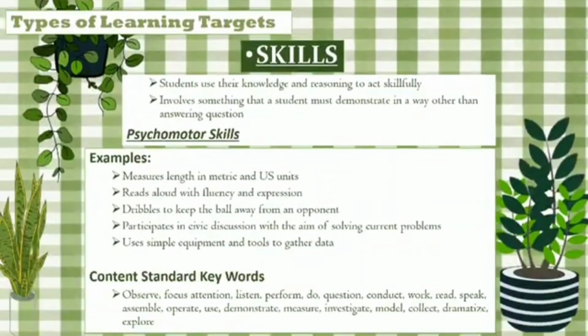The third type of learning targets is skills. Students use their knowledge and reasoning to act skillfully. It also involves something that a student must demonstrate in a way other than answering questions. Psychomotor skills describe clearly the physical action required for a given task.